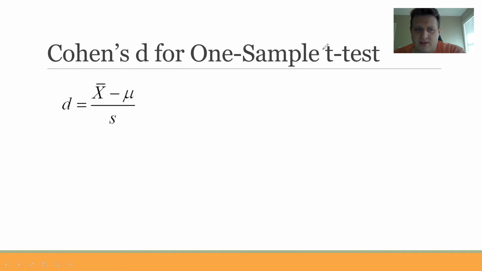So let's calculate this. Well, the sample mean was 3.5. The population mean was 2. The sample standard deviation is 2. So 3.5 minus 2 is 1.5 divided by 2, which should give us a Cohen's d of 0.75. I'm trying to impress you because I'm not looking at my answers. Let's see if I'm right. Boom! Math in my head. So our Cohen's d is 0.75.